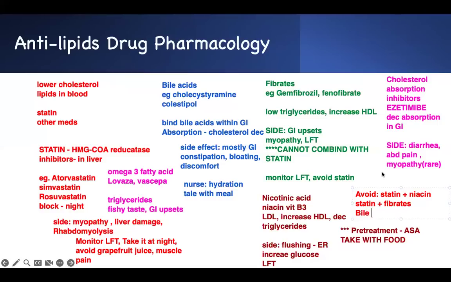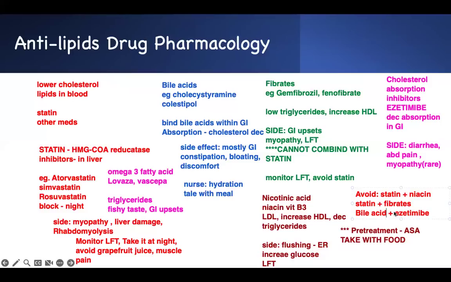Bile acids and the cholesterol absorption inhibitor, which is ezetimibe, will decrease the effectiveness of both drugs. So you should not take them together. These are the no, no, no. Apart from that, any other combination you see on the NCLEX is okay. So statin and niacin cannot come together. Statin and fibrate cannot come together. Bile acid and ezetimibe cannot come together.